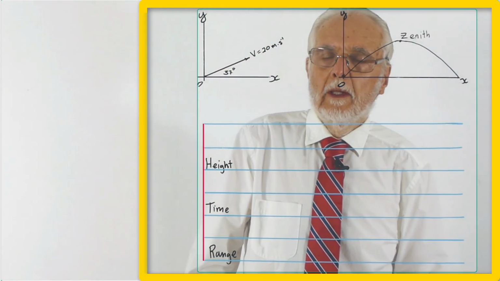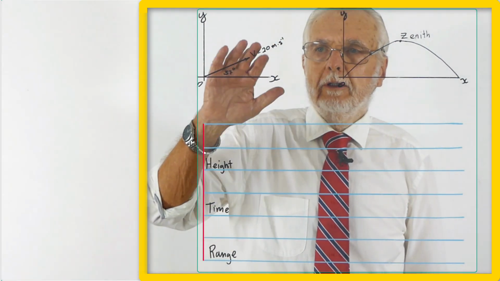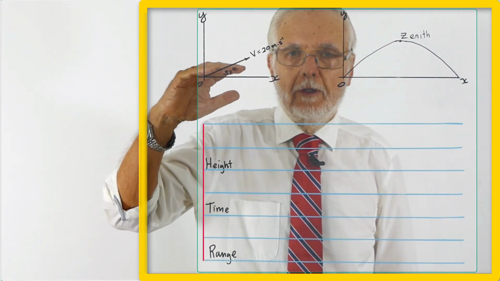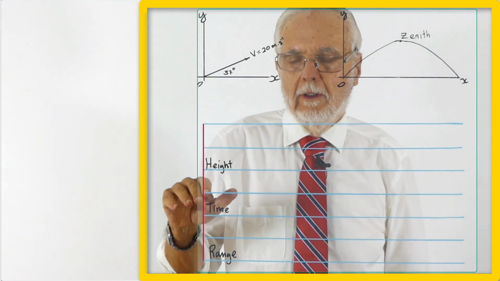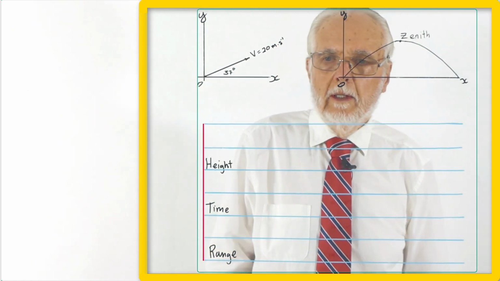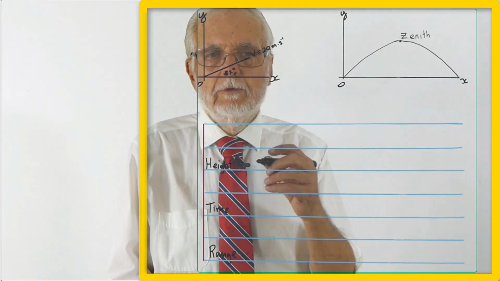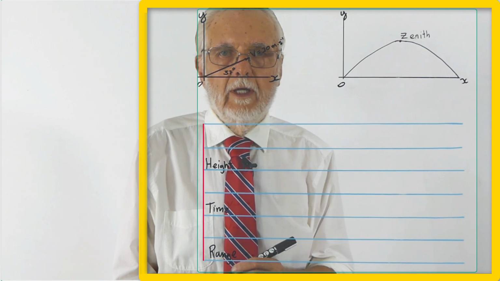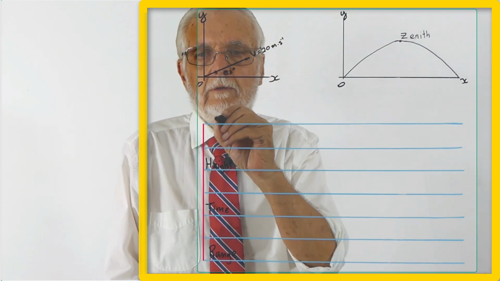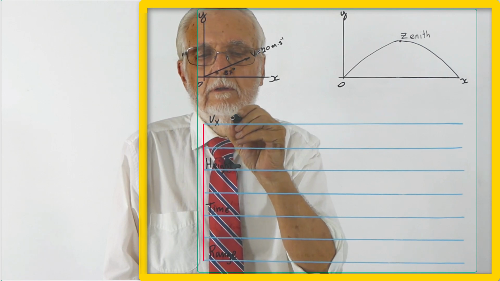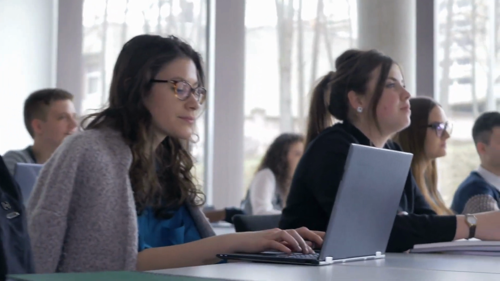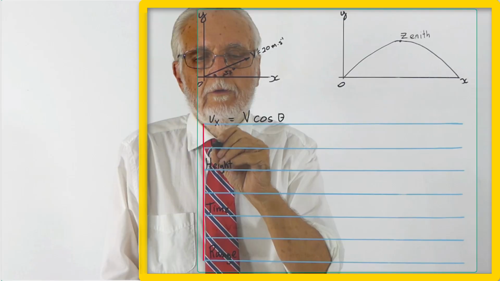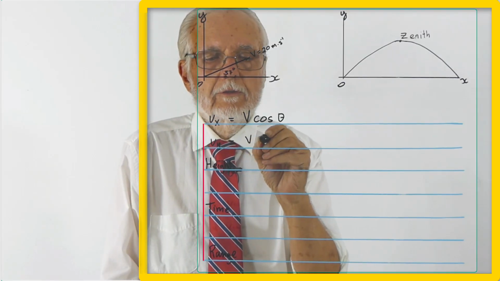So let's do one. We have a projectile travelling at 20 metres a second, 37 degrees above the horizontal, and we'd like to know the height, the time, and the range. The diagram is in polar form, so the first step is to convert that to rectangular. So for ux, we'll have v cos 37 or theta, and for uy, we'll have v sine theta.